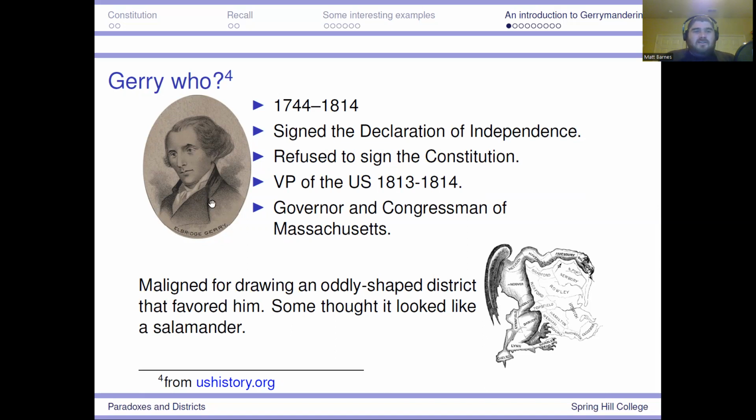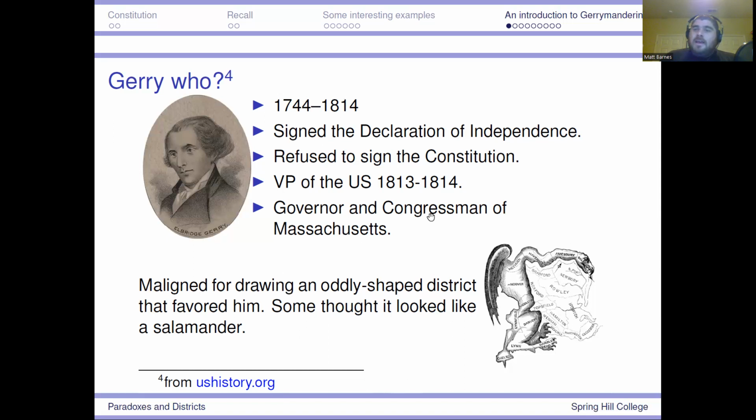So we have our gentleman here, Elbridge Gerry, who lived from 1744, a little older than that, to 1814. Here are some of the fun things he did. He signed the Declaration of Independence. Then he refused to sign the Constitution. Then he was the vice president for 2 years. And he was also the governor and congressman of Massachusetts. So a lot of different things in there. Gerry lived quite an interesting life here.